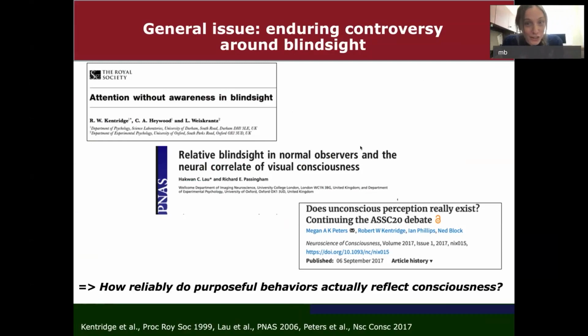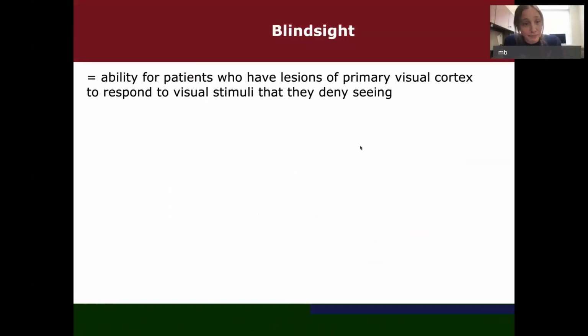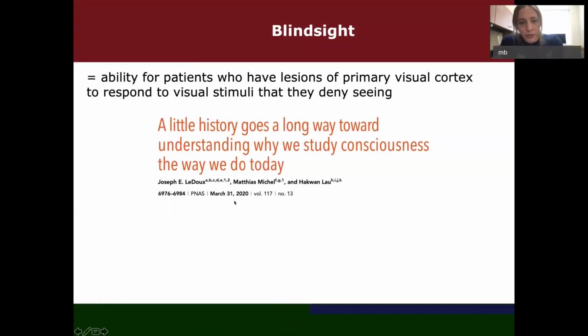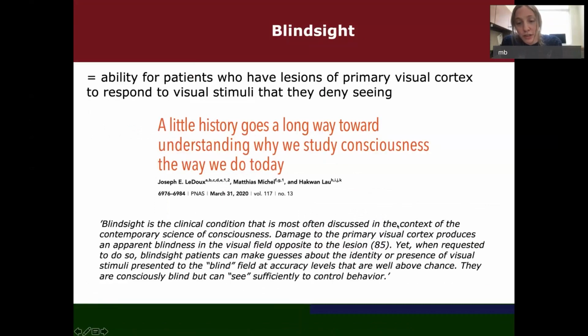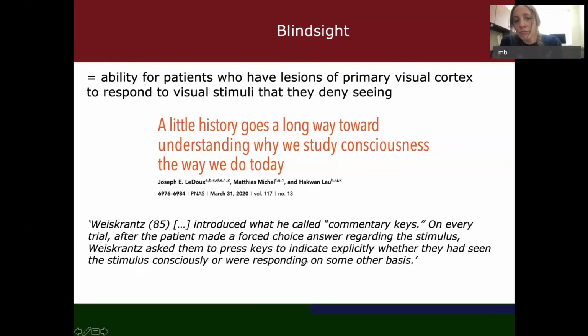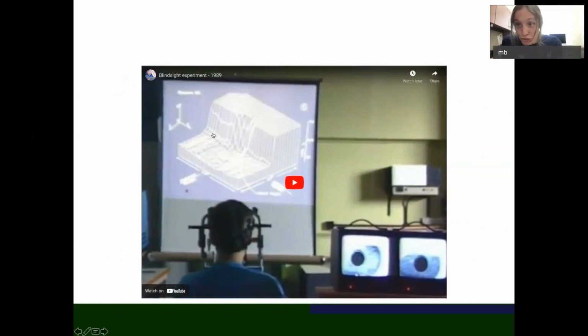There has been a lot of discussion over the last few years on how exactly to assess this. Blindsight is the ability of patients who have a lesion of primary visual cortex to respond to visual stimuli that they deny seeing. That's the definition of it. There's a very recent paper with Hakwan Lau and Joseph LeDoux, in PNAS, that discussed that it's the clinical condition most often discussed in the contemporary science of consciousness. Basically, they are consciously blind, but they can see sufficiently to control behavior. That's the claim. And they say this is a clinical case to show how much you can do unconsciously, because they deny seeing the stimuli, but they can do things about it. I don't think I'll have time to show it, but I strongly encourage you to look at this video, and I'll summarize it for you.